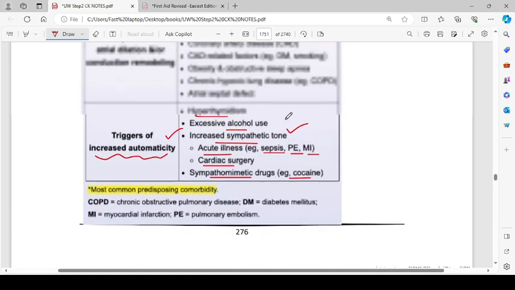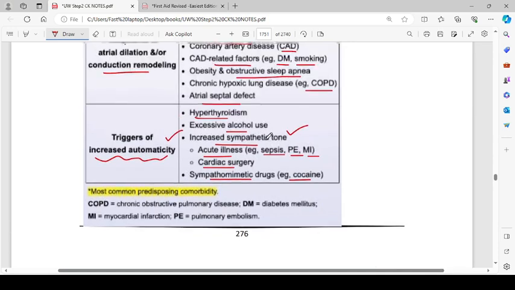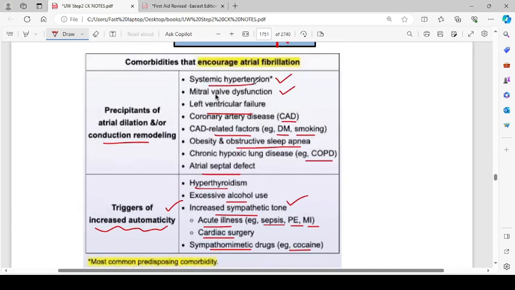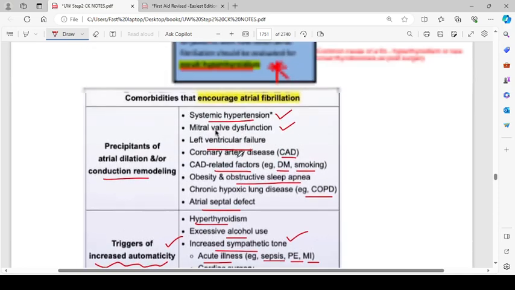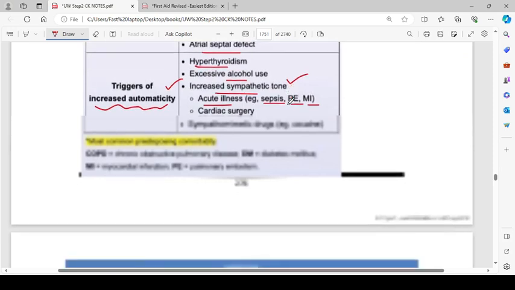So, there is a star. What is a star? Systemic hypertension is the most common predisposing comorbidity for atrial fibrillation.